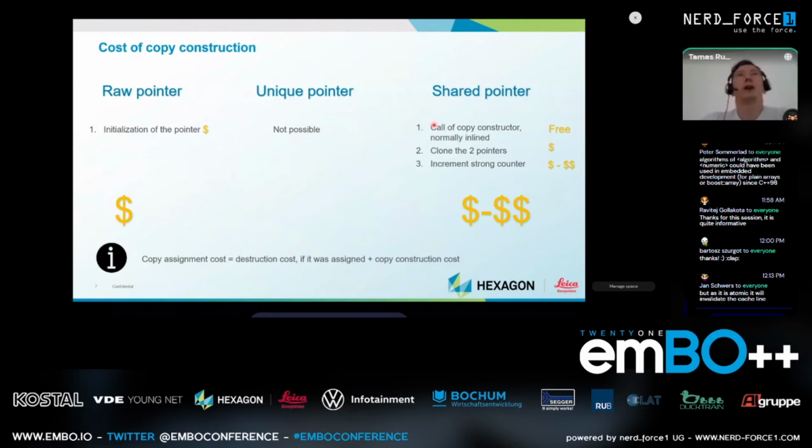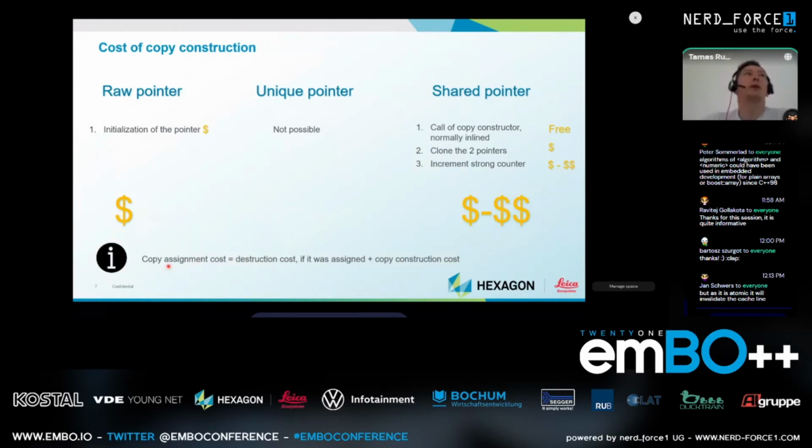Shared pointers are copyable. And then we have the usual thing here. The copy constructor is inline, so I don't consider any expensive operation here. Then we have to clone those two pointers, because we have seen that there are two pointers. And because we have created a new shared pointer, we have to increment the strong counter, which, depending on the cache situation, can be more or less expensive. But for copying a shared pointer we don't have a $3 sign here.